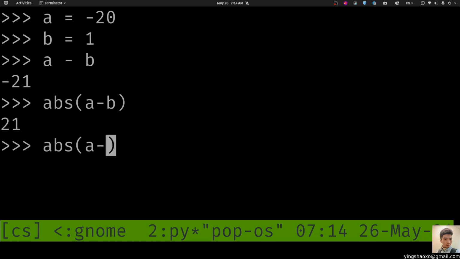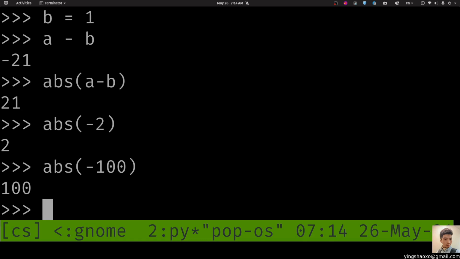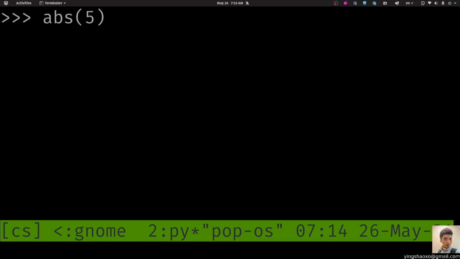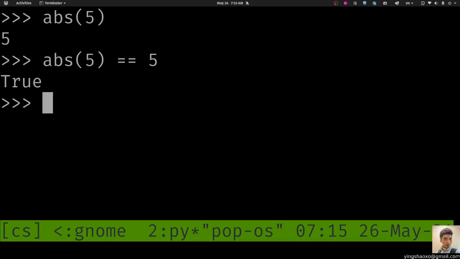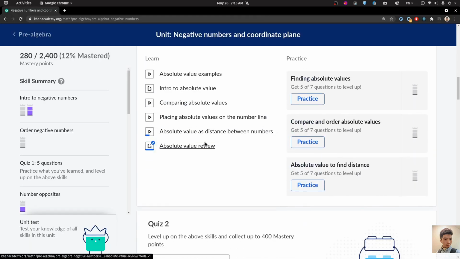And I can make it more abstract, more obvious. For example, if we give the absolute function a negative number, like let's say negative 2, we will get 2, and we can do this as many times as we like. We can give it negative 100 and it will give us 100. But if we give it a positive number, it will return the same number to us. So absolute value of 5 would be exactly equal to 5. That's true. So basically, this is the idea of absolute value.